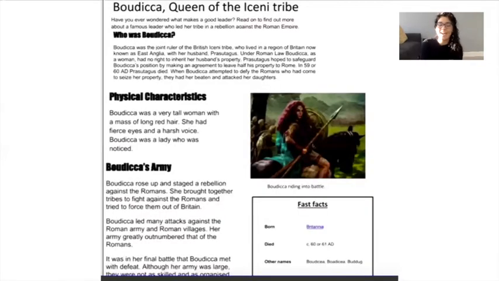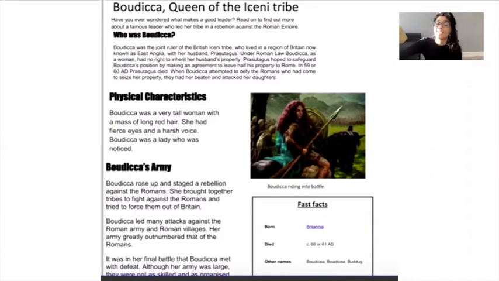Here it is. I will read it out to you. It is about Boudicca, queen of the Iceni tribe. Have you ever wondered what makes a good leader? Read on to find out more about a famous leader who led her tribe in a rebellion against the Roman Empire. Who was Boudicca?